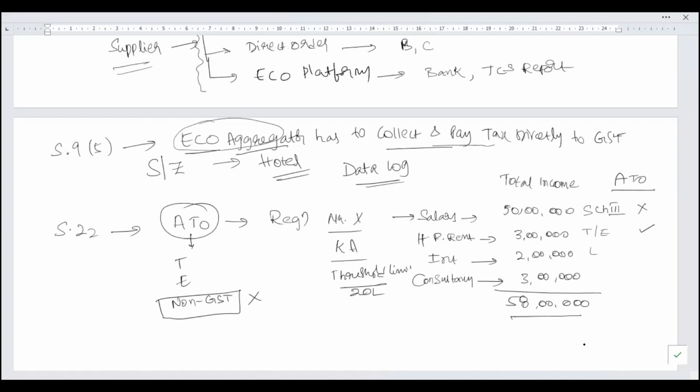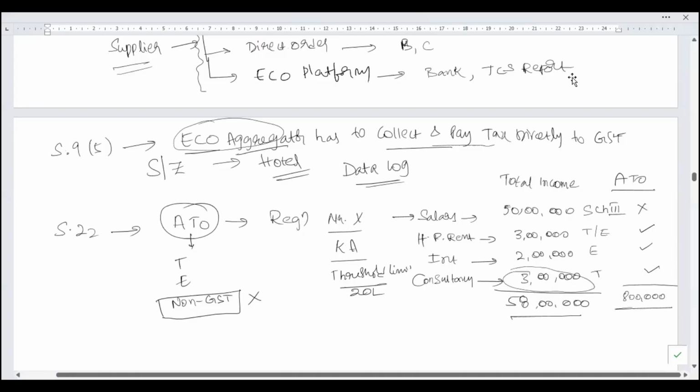Interest, by way of exemption notification, is exempted under GST. It is an exempt supply, and it participates in aggregate turnover. Consultancy may be taxable income, so this also participates in my total turnover. So for the purpose of aggregate turnover, what is my total? 3 plus 2, 5. 5 plus 3, 8. So 8 lakhs happens to be my aggregate turnover. Should I register him in GST? Not required. Should he need to pay GST on consultancy? Not required. So this is where Schedule 3, which we started with, comes in: salary is excluded from aggregate turnover.